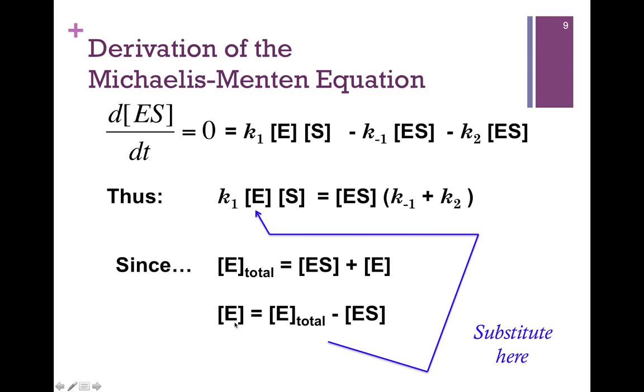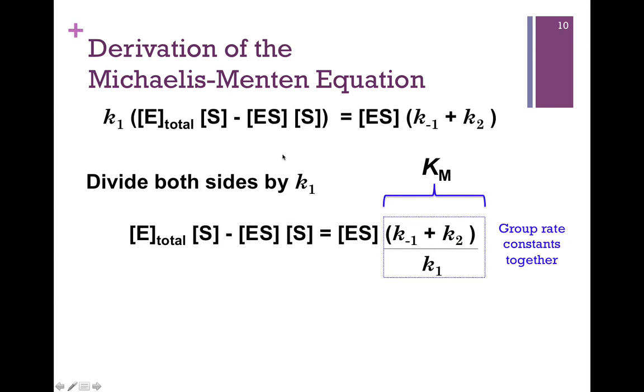Now we have an expression that represents the concentration of E, and we're going to substitute this expression, on the lower right here, into our equation. Once we do that, we see we have a simplified expression. We want to group all of our rate constants together, so we're going to divide both sides of the equation by K1. And now we have all of our rate constants grouped together. Let's replace those with one term. That will simplify things further. So we're going to call that the Km.